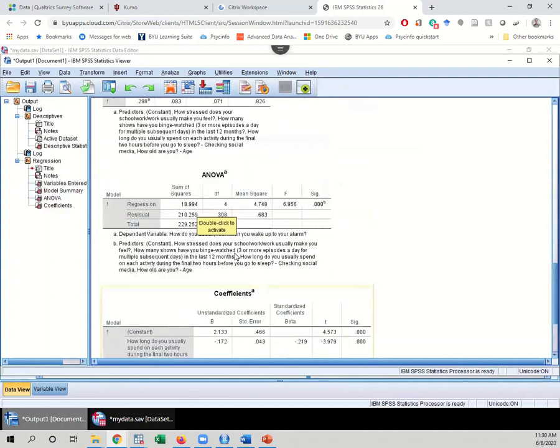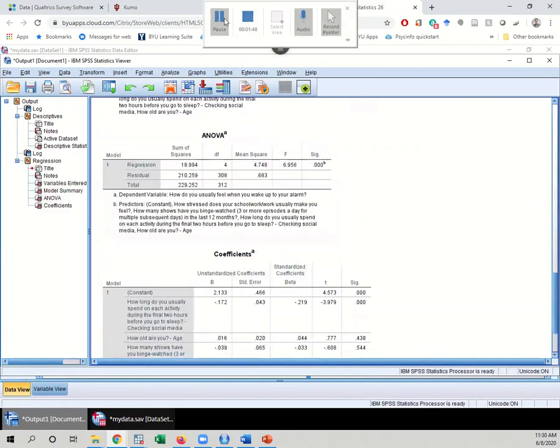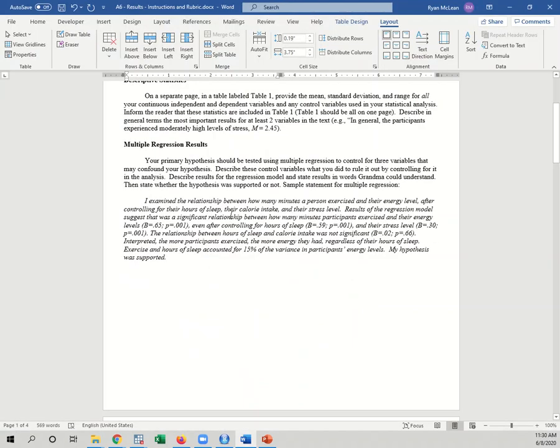So come on down to the ANOVA and the coefficients. Hold on for a sec. Yeah, I just want to go over to our example here before I get too far into the results.